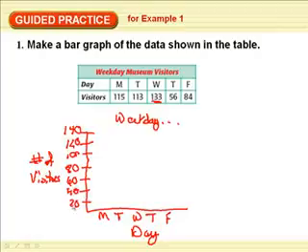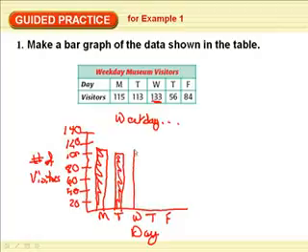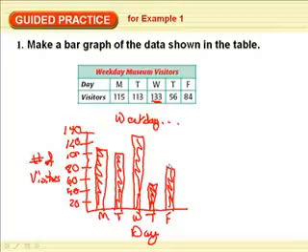Monday has 115. So I would go up right here between 110 and 120, make a bar, color it in. Tuesday 113, which is just a little bit smaller, make a bar. Wednesday 133, go up. Okay, and if I had graph paper, it would be prettier. 56 might be right there, and 84 would be somewhere right there. We'll see what theirs looks like.